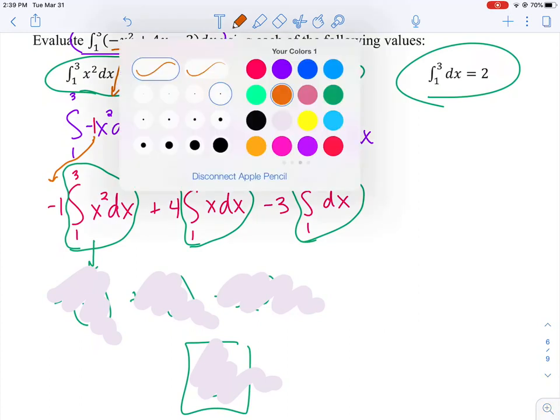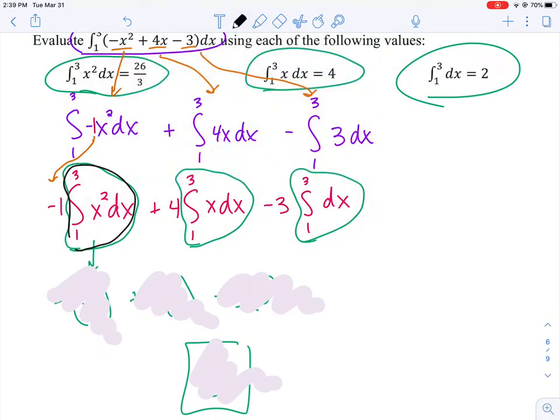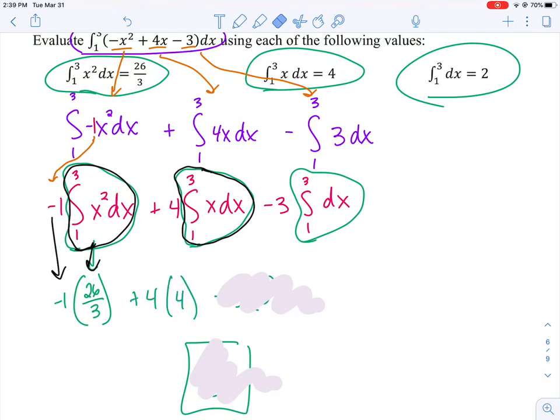Didn't it tell us in the problem that the integral from 1 to 3 of x squared was 26 over 3? So that's where I got this 26 over 3 from. And remember, there was a negative out in front, a -1 out in front. It also told me in the problem that the integral from 1 to 3 of x is 4, right? And don't forget that you had a 4 out in front, so that's where that 4 came from. And then I can do the last piece that says that the integral from 1 to 3 of 1 dx is 2, and then don't forget you have the -3.